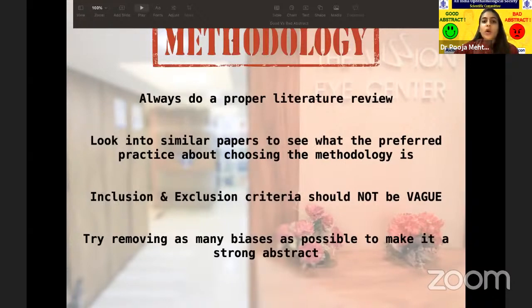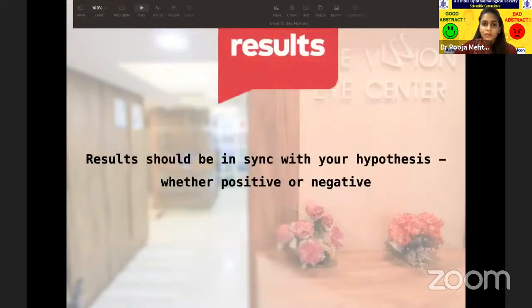In regards to methodology, always do a proper literature review. Look into similar papers to see what the practice about choosing the methodology is. Make sure inclusion and exclusion criteria are not vague, and try removing as many biases as possible to make it a strong abstract. For example, if you're doing a surgical review, you have to make sure you state how many surgeons are practicing, and not make it vague that a number of surgeons did the surgery. You should make sure that there was one surgeon or two surgeons. Keep it crisp and clear so everyone can understand what you're trying to put across.